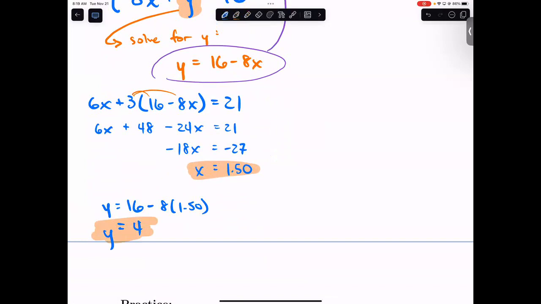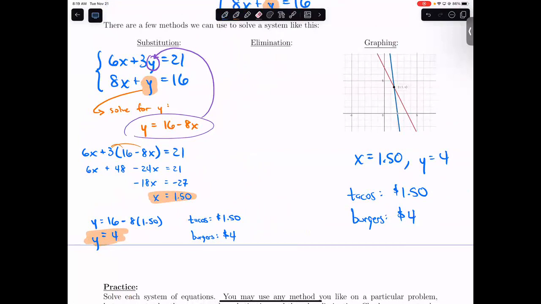And then again, since this was a word problem, that means tacos are $1.50 and burgers are $4. That's an ordered pair. If I'm just solving a system with no context, like the stuff on the back here where it's just, here's two equations, solve them, it's an ordered pair. So I'd probably write my solution as an ordered pair, 1.50 comma 4. Here we're talking about something, so I'm going to label them. Okay. That makes sense. Does anybody have any questions about that?